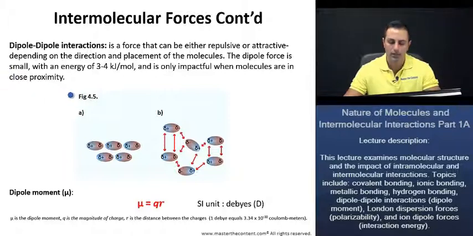Let's demonstrate that now. In figure 4.5a here we have polar molecules that pack very nicely, right, when they have unlike charges in close proximity as such. However, when they have like charges in close proximity, they're going to repel one another. And the net force of these molecules is just going to be the sum of the attractive force and the sum of the repulsive force.